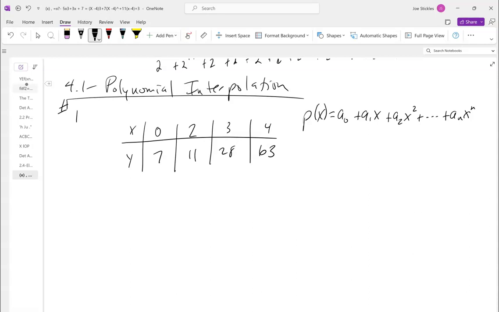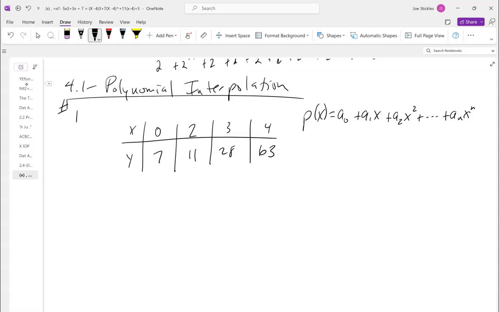Now think about how you probably have done this in the past. You've probably plugged in the x, got out the y, set it equal to the y, and then solved the system of equations. You did this in one of the linear algebra homeworks: plug in the x's, get out the y, set up a matrix, and row reduce. That is certainly a method for solving that.